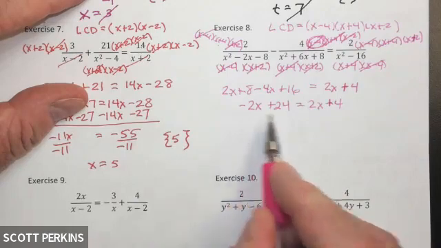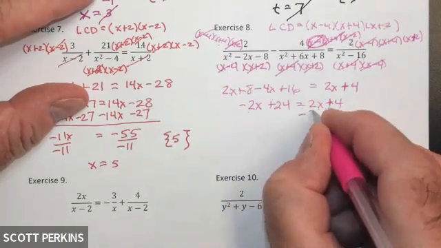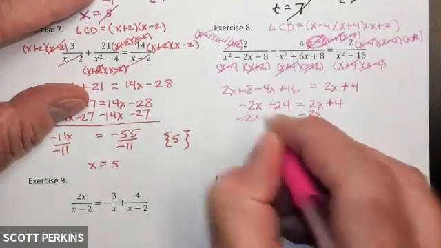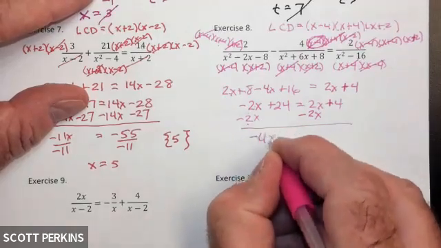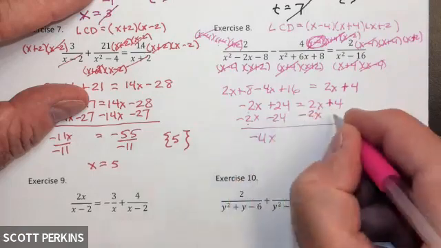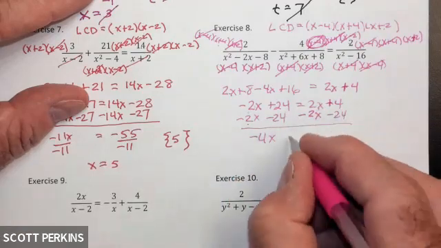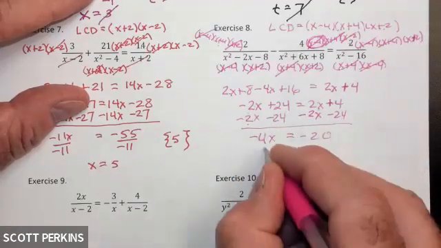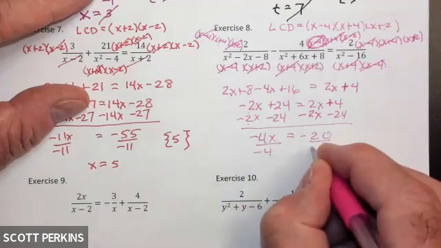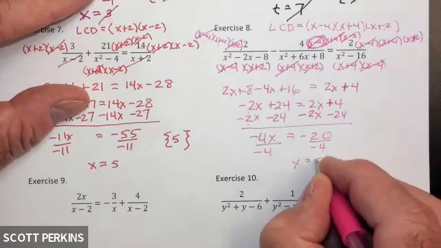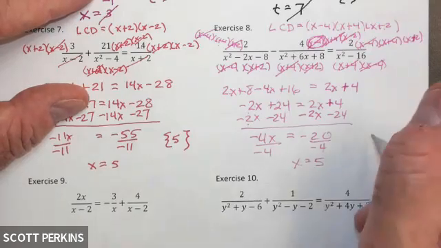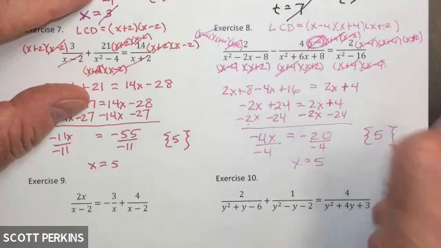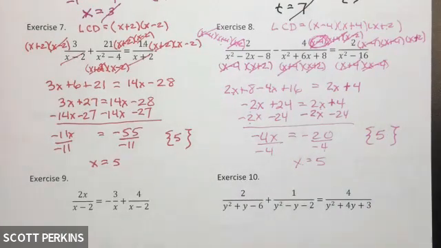I'm going to get all the x's on one side, all the numbers on the other side, and hopefully I can do this without any more incidents. -2x, -2x is -4x. I'm going to subtract the 24. 4 minus 24 is -20. And then finally, I divide by -4. And once again, I get the x value 5. And does 5 make any of my denominators 0? No, it doesn't. So there we go. 5 is a great solution.